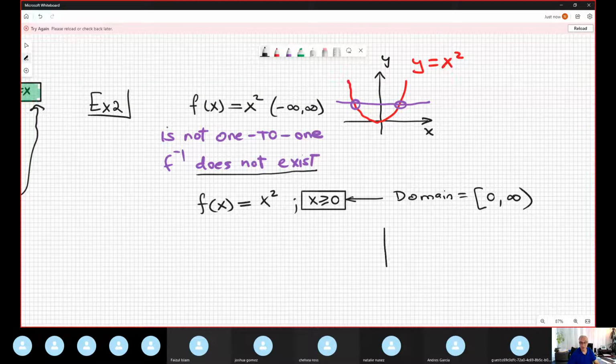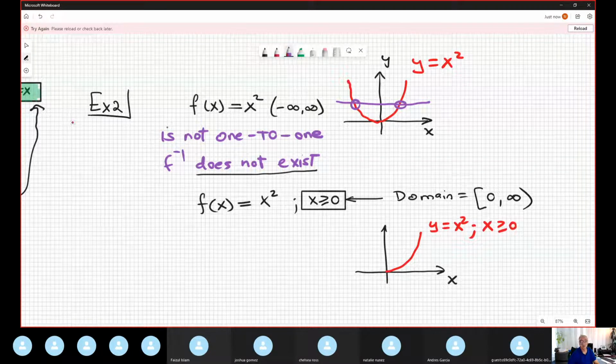Our parabola then is no longer a full parabola, it is a half of a parabola. Therefore, when you apply the famous horizontal line test, it passes. So this new function, by the way, has the same equation. However, we have restrictions in the domain. Yes, this has an inverse function. The inverse function now exists.